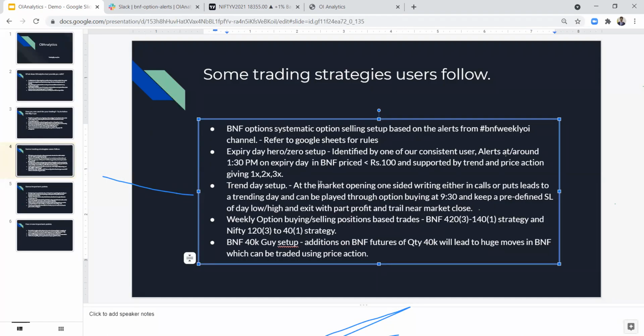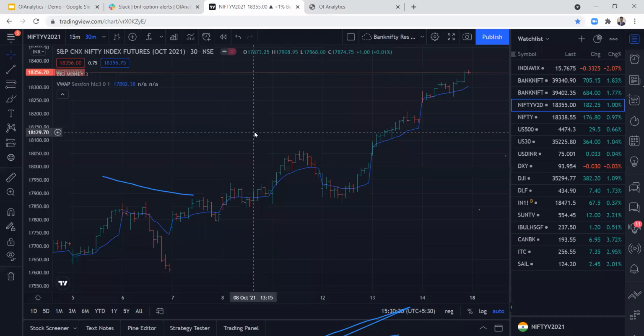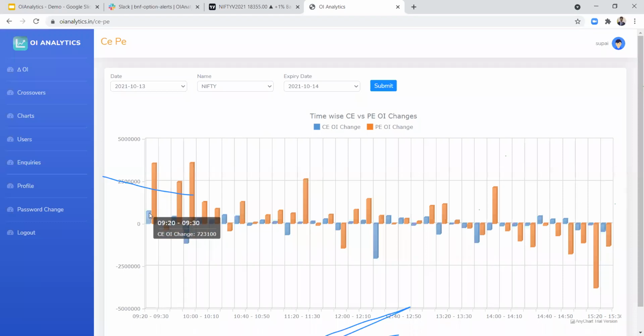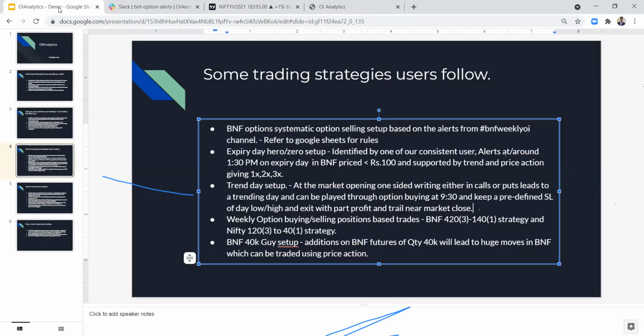At the market opening, one-sided writing either in calls or puts leads to a trending day and can be played through option buying at 9:30. You predefine a stop loss of day low or high, exit with a part profit, and trail near market close. So here the idea is that once you see these kind of imbalances happening in the market, you can take it as a trend day by seeing the price action as well, right? So that is the third setup that we have.